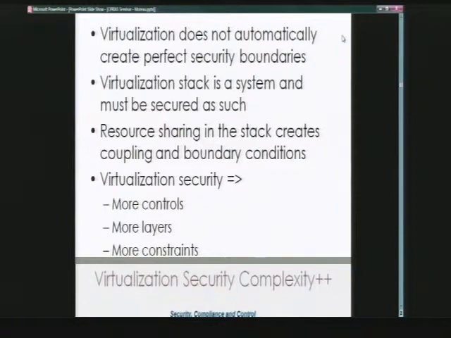The virtualization stack is a system. I have multiple virtualization levels. Nobody deploys server virtualization without also deploying storage virtualization. Why is that the case?